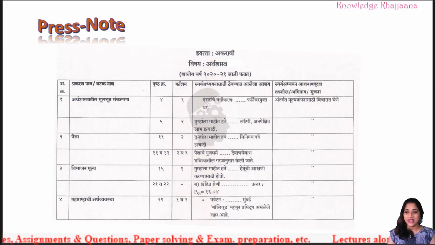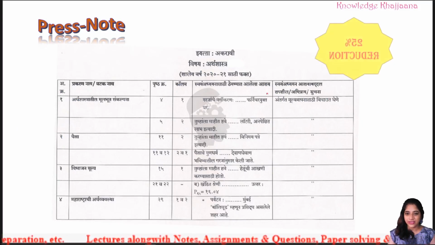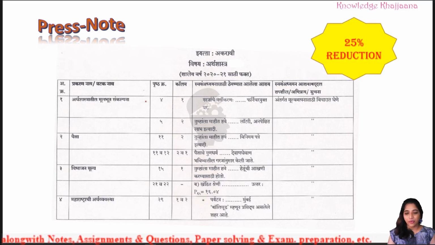As per this press note, 25% of the syllabus has been reduced for you for this year, and whatever you are learning on page number 4, column 1 is as per the 25% reduction. Reduction means self-study. Questions will not be asked on that syllabus. And from page number 5, column number 2, that is also included in self-study.